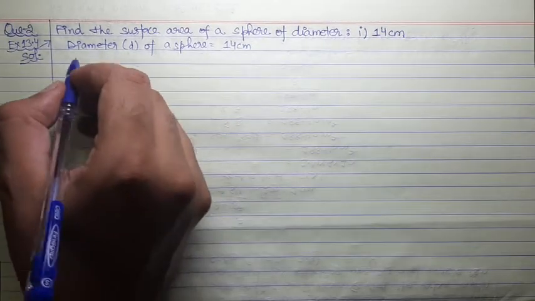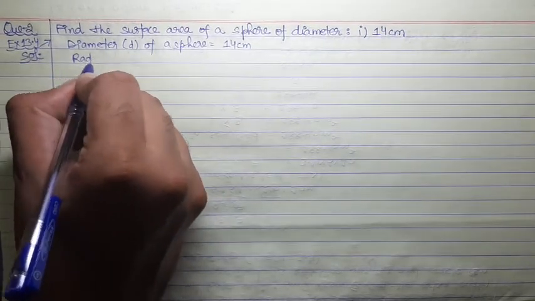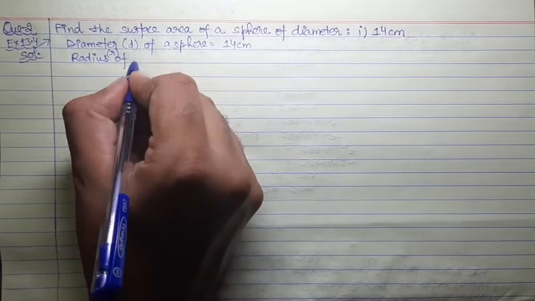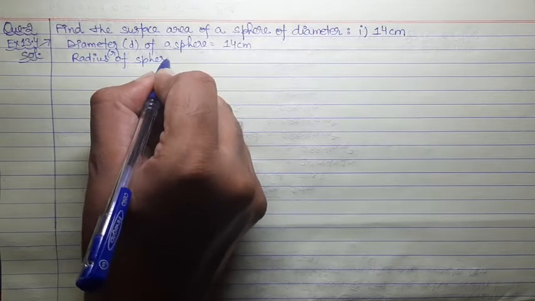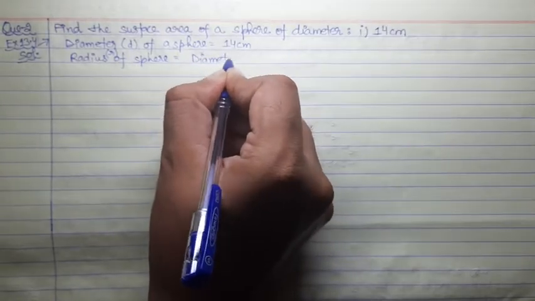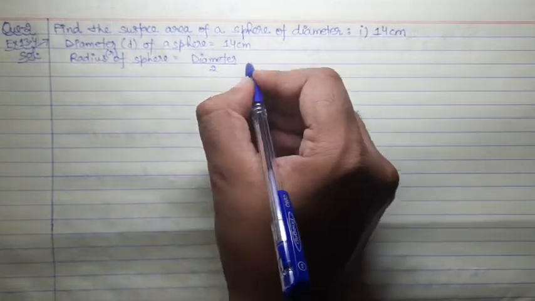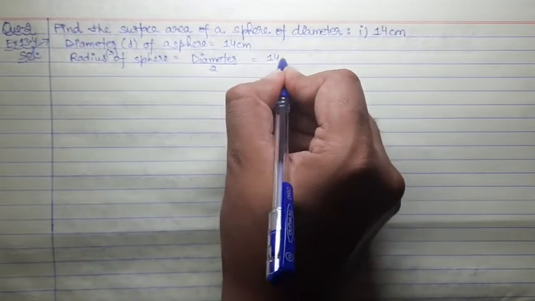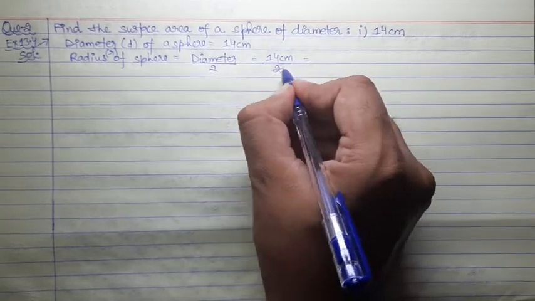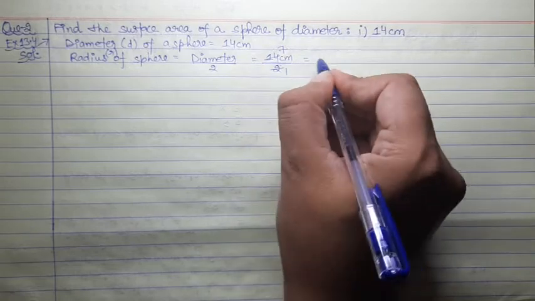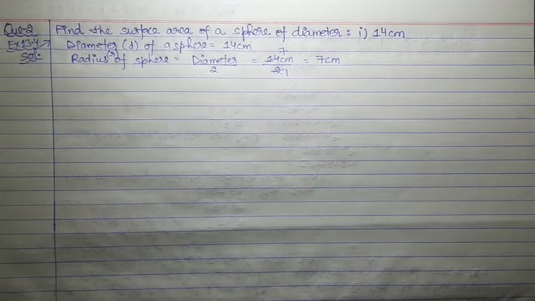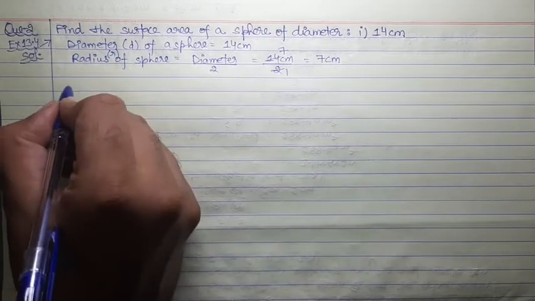With the help of this diameter, we can find radius of sphere, which is equal to diameter over 2. Diameter is 14 centimeter over 2, which is equal to 7 centimeter.